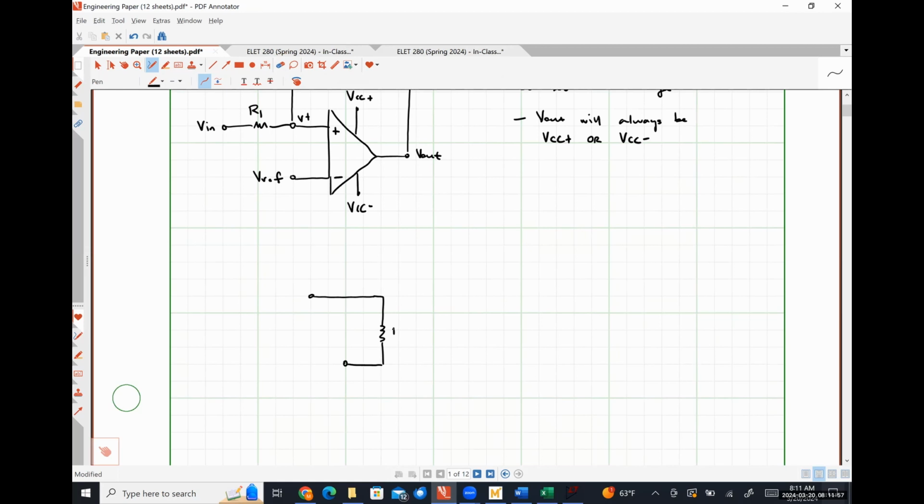So here's our input resistance Rin. Here is our non-inverting input terminal. Here is our inverting input terminal. This potential difference is our differential voltage Vd.